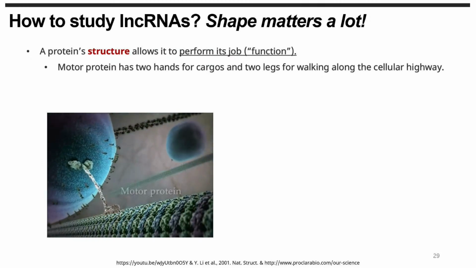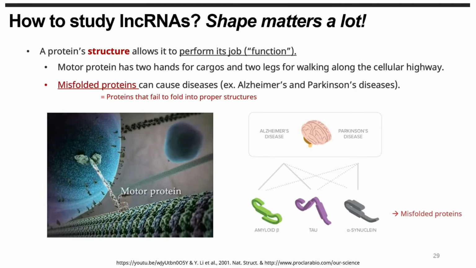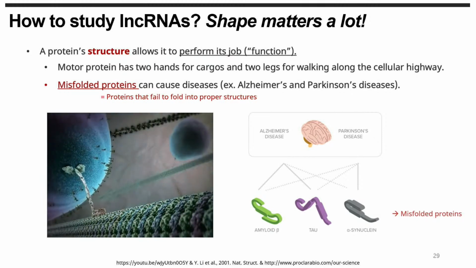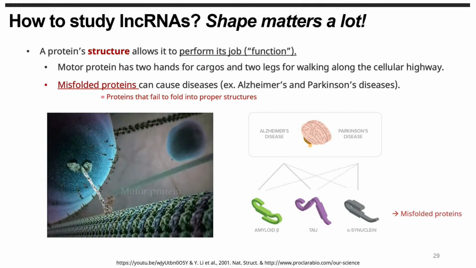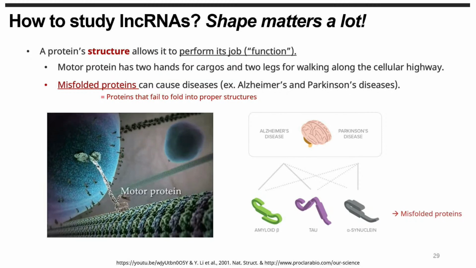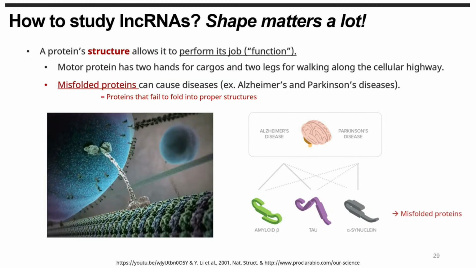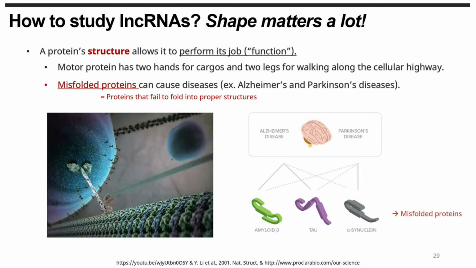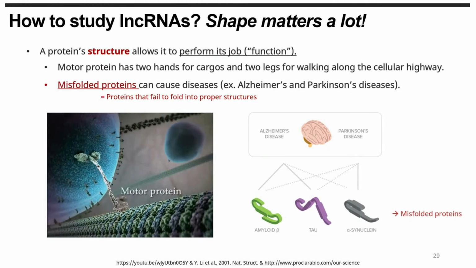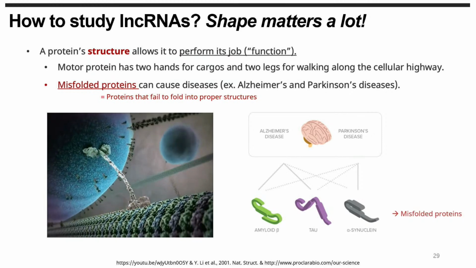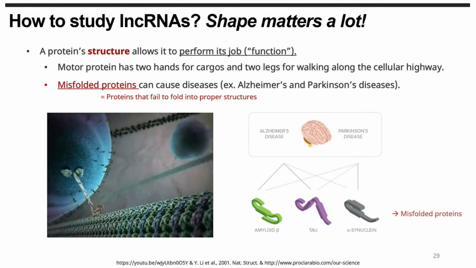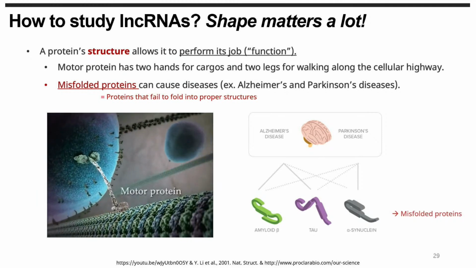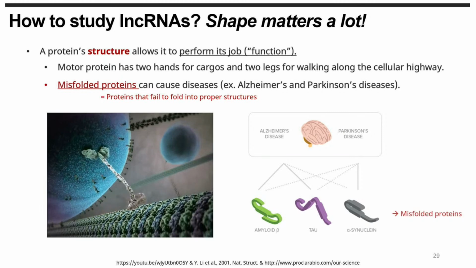And there's another example, of misfolded or unstructured proteins. Those are protein species that fail to fold into proper structures in our body, and they can cause diseases, including Alzheimer's as well as Parkinson's diseases. All these examples emphasize the importance of structural studies of biomolecules in our body.